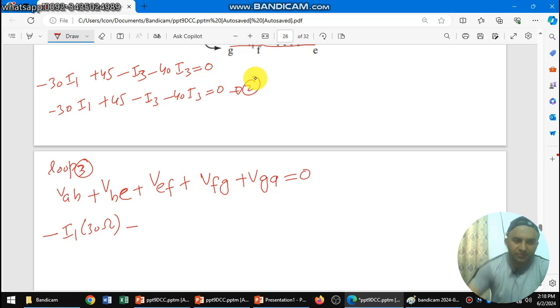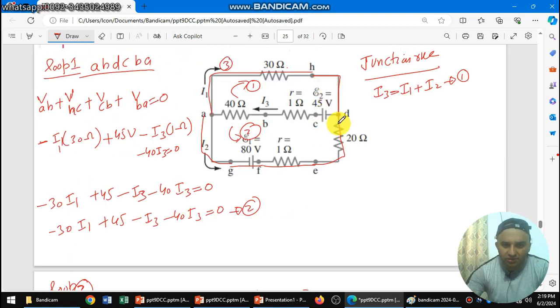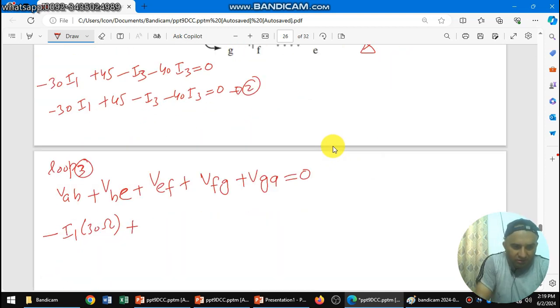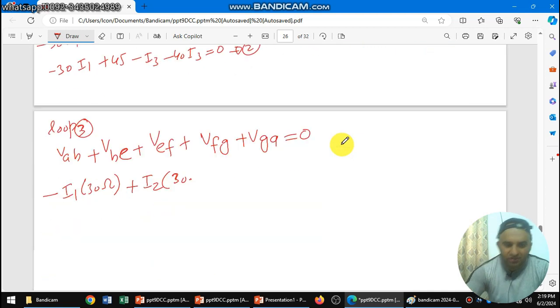Okay, H to E. From H to E, there is a 20 ohm resistor, and the current is I2. As we know, we are moving against this current, not in the direction of current, so this is plus I2 times 20 ohm. Sorry, 20 ohm is the resistor.